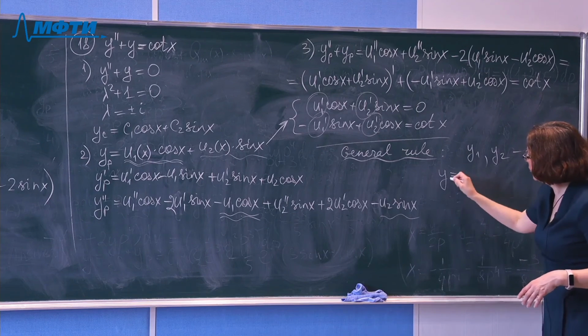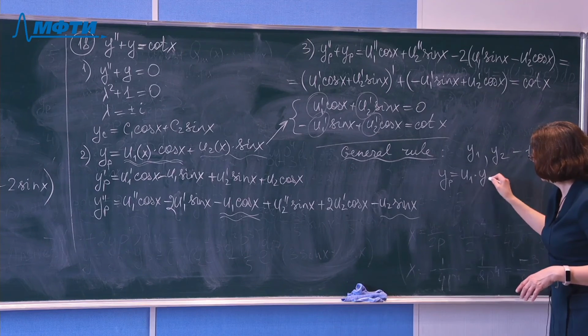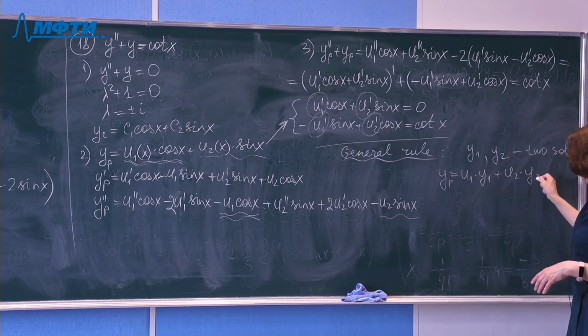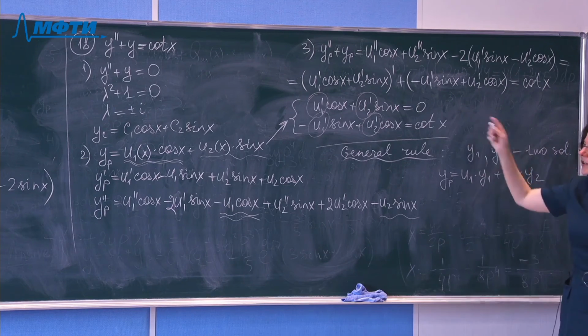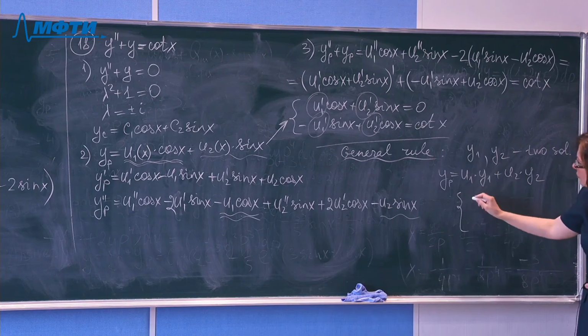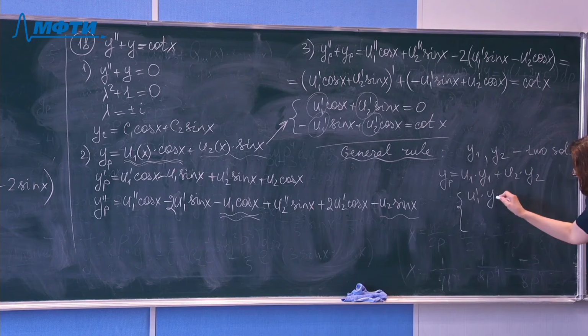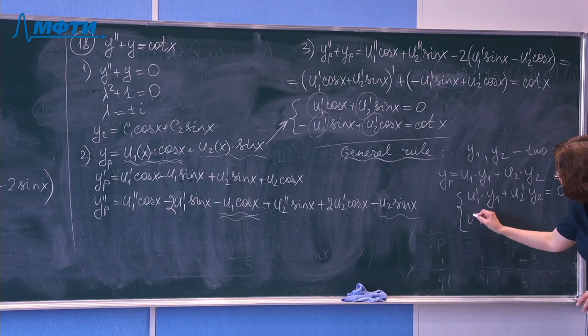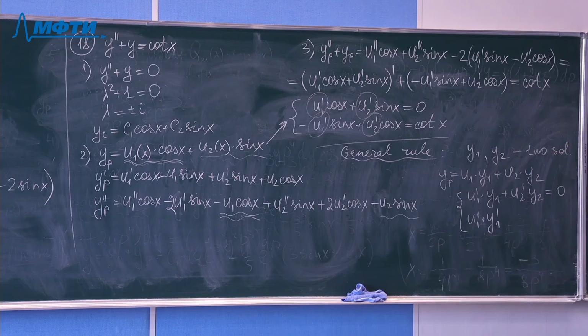Then we are looking for y particular in the form u1 times y1 plus u2 times y2. And we can write the corresponding linear system immediately from this form. The linear system will be u1 prime times y1 plus u2 prime times y2. This should be equal to 0. And the second equation is u1 prime times the derivative of y1 plus u2 prime times the derivative of y2 equals q of x divided by the constant term.